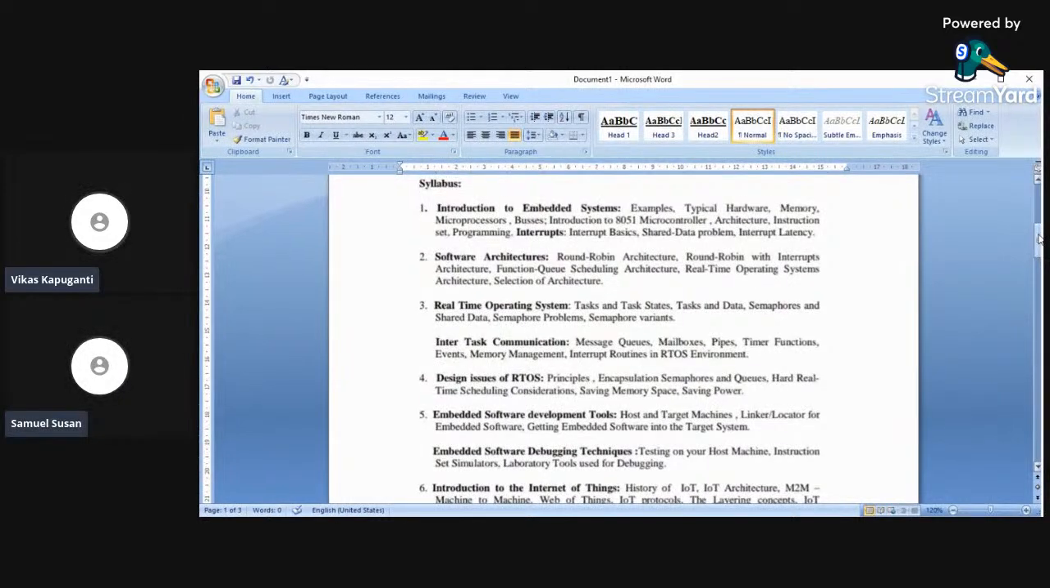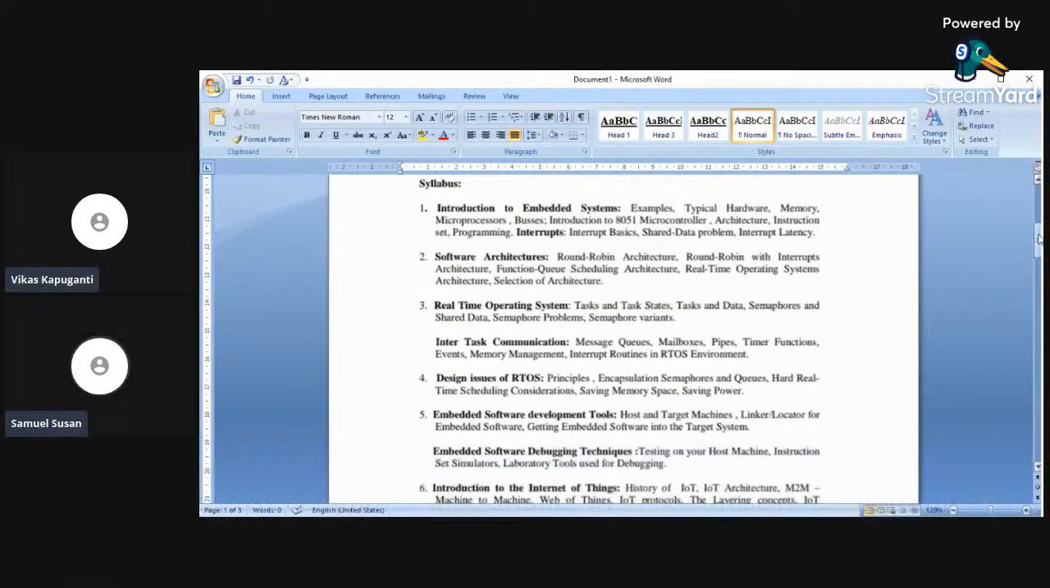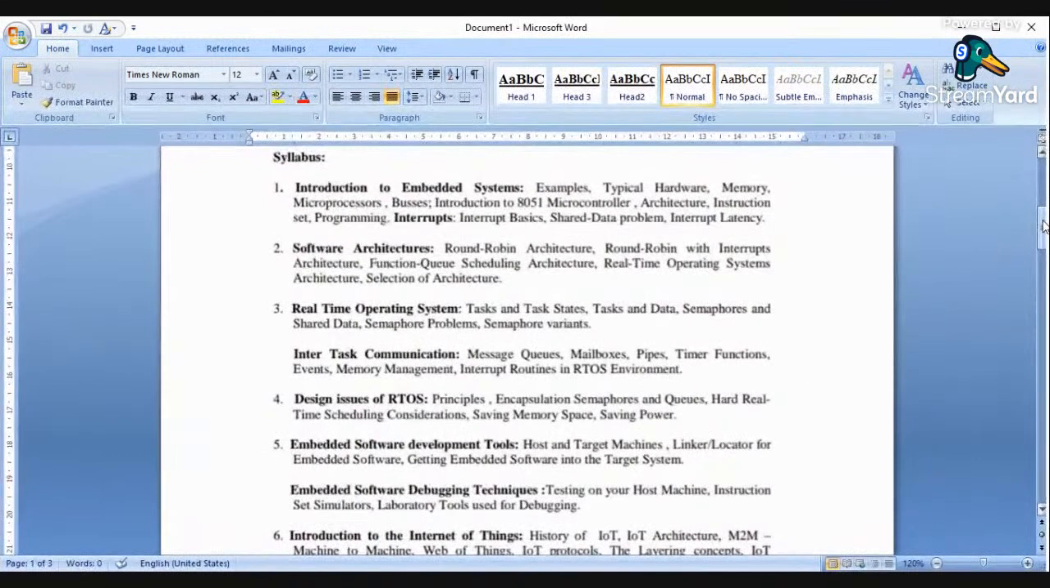So there's another question, sir. For task communication, should we write those long programs? Long programs in the sense? See, when the shared data problem is asked, you can just explain the problem which I have shown, where actually it exists. Then you can explain in your own words the different ways they implement it. If you really try to read the code, you can understand that they write it for device A, device B, and so on up to device Z. You can take an example of 2 or 3. No need to take n devices, right? And interrupts also. If you clearly understand the code, that is actually 3 lines of code which is repeated for all the devices. So that's why it looks so big.